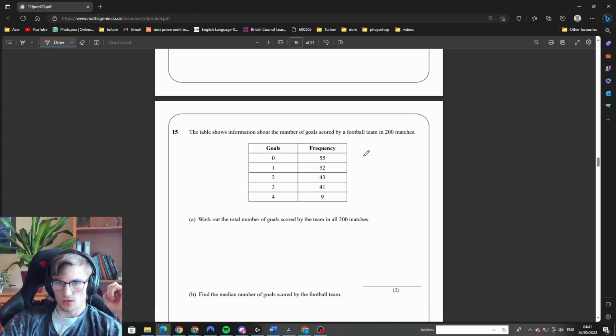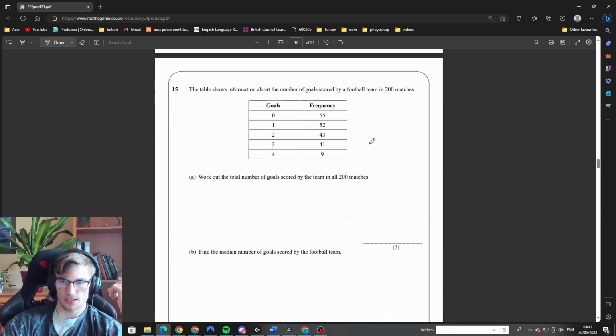Yeah, that's right. The table shows information about the number of goals scored by a football team in 200 matches. Work out the total number of goals scored by the team in all 200 matches. So they want the total number of goals. We know that they scored 0 goals 55 times. They scored 1 goal 52 times.